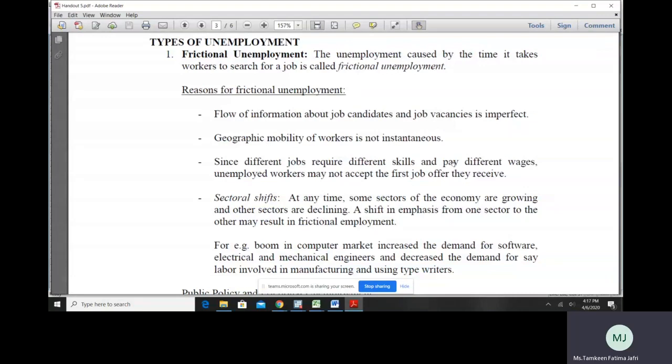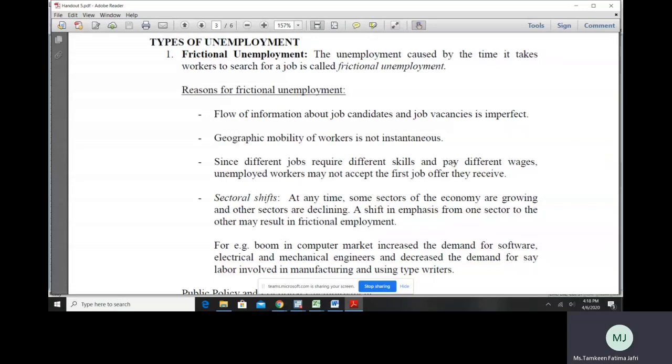Okay, this is part 2 of chapter number 6, which is unemployment. In the last lesson, we learned about what is the natural rate of unemployment, what is the steady state of unemployment. Now we're going to study different types of unemployment. There are two different types. One is called frictional unemployment. This is the unemployment caused by the time it takes for workers to search for a job.